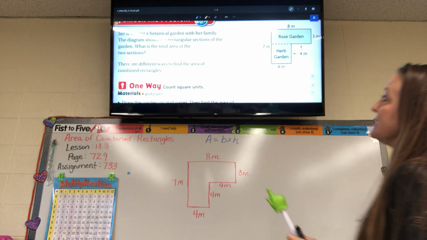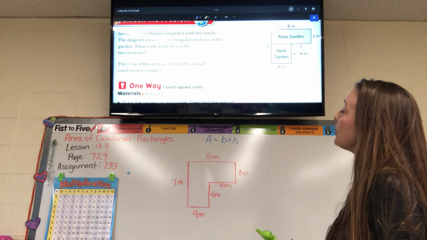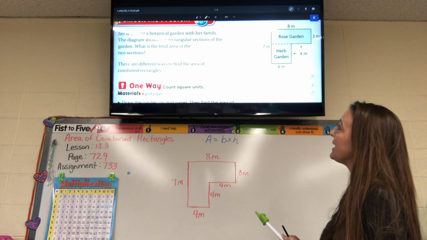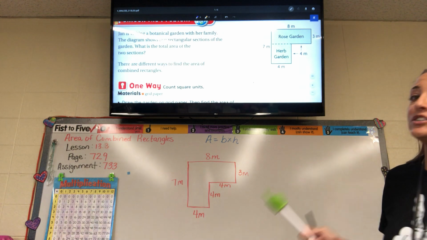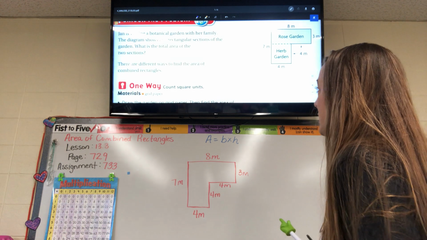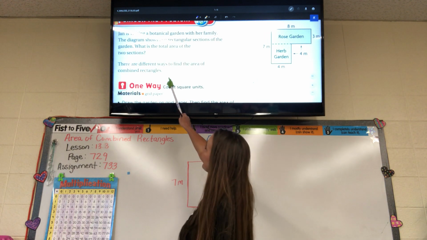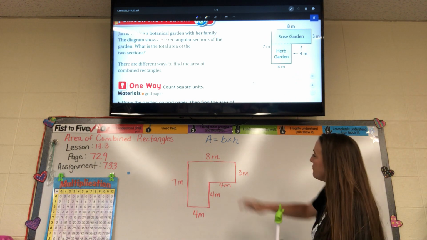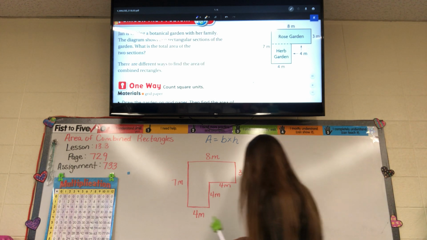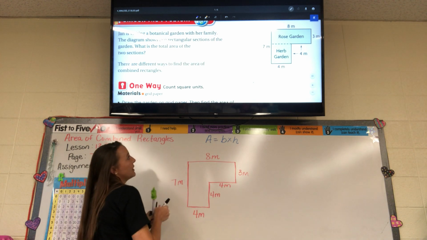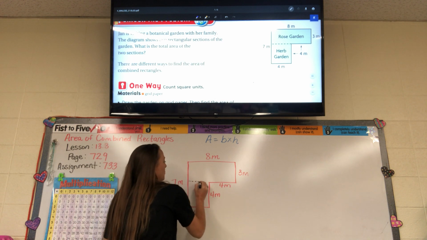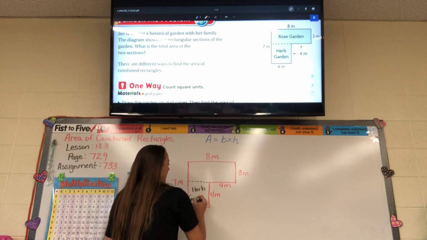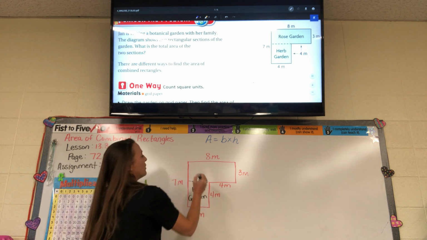So it says, Jan is visiting a botanical garden with her family. The diagram shows two rectangular sections of the garden. What is the total area of the two sections? And like I said a second ago, there are different ways to find the area of combined rectangles. So I have drawn a similar diagram here. This one down here is the herb garden, and the one on top is the rose garden.